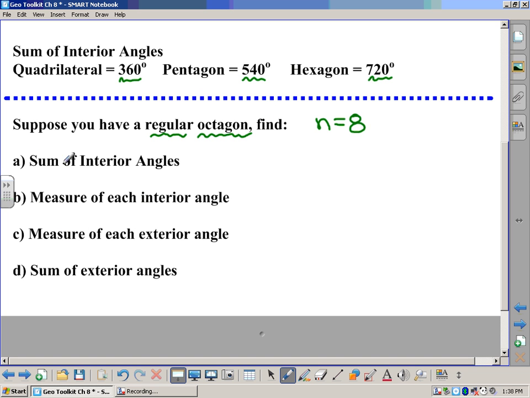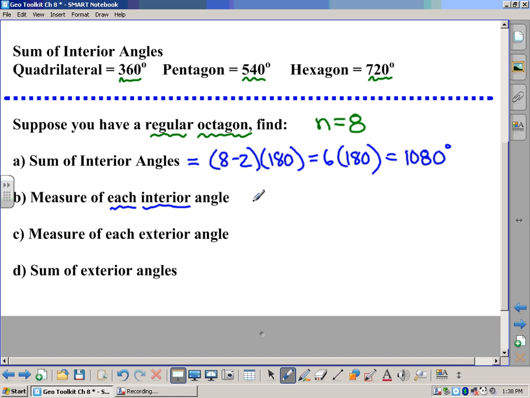So if we want to find the sum of the interior angles, what we're going to do is take that 8 and subtract 2 and multiply by 180. So 8 subtract 2 would be 6, and 6 times 180 would be 1,080 degrees. So if you added up all 8 of the interior angles here, they should add up to 1,080.